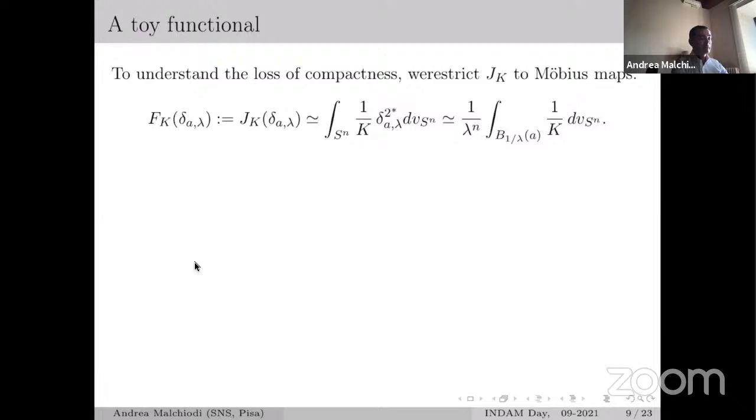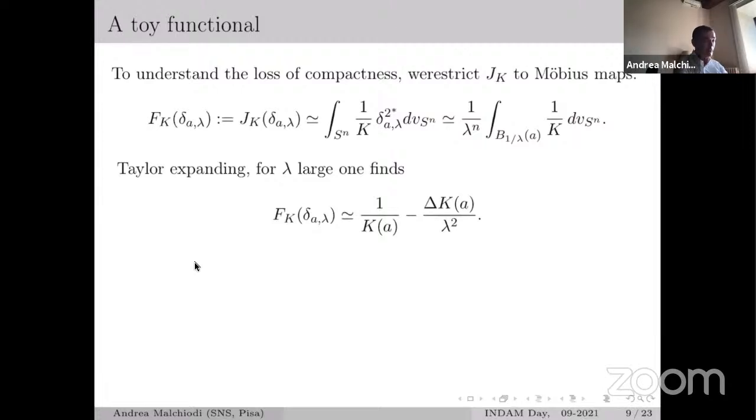Since these bubble functions are like mollifiers, functions supported roughly in a small ball of radius 1 over λ, I'm integrating the function 1 over k over this small ball. Since these functions are mollifiers, in the limit of λ going to infinity, I obtain the value of the function 1 over k at the center of the ball. But if I want to be more precise, I also obtain an extra term, which has the sign of minus the Laplacian of k divided by λ squared. In a sense, I'm probing the function 1 over k not only at the center, but around a small ball centered at the point a.